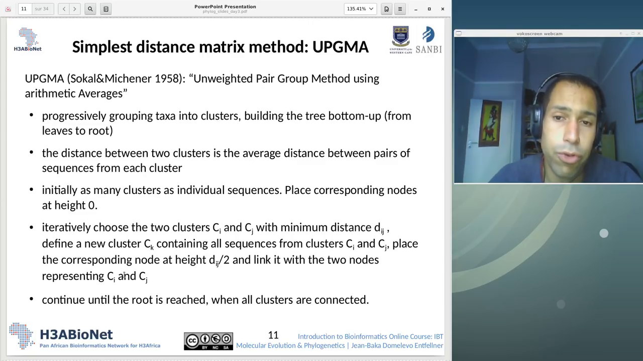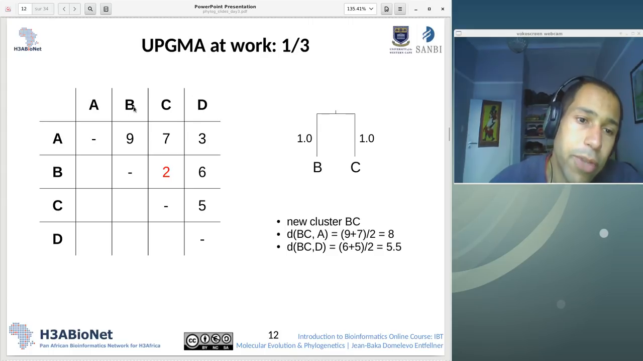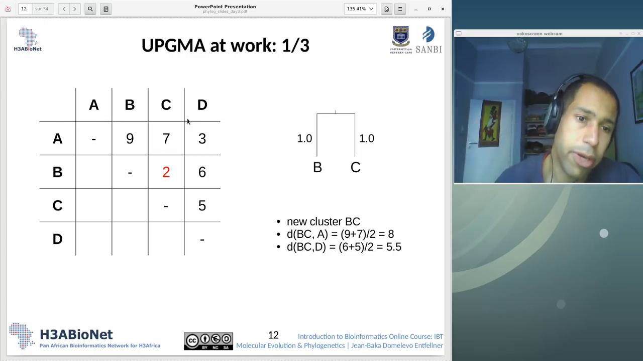But it shows you the beauty of these simple distance matrix methods: they are very easily explainable in just a few rules. We're going to see how it works, okay? So let's start with this example. I imagine I have 4 taxa. When I have 4 taxa, my distance matrix looks like this.